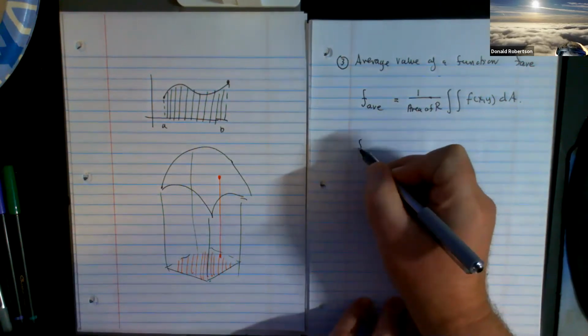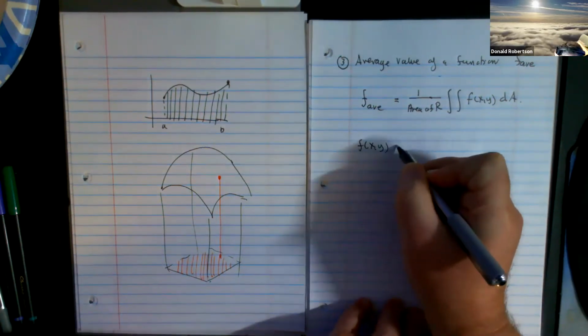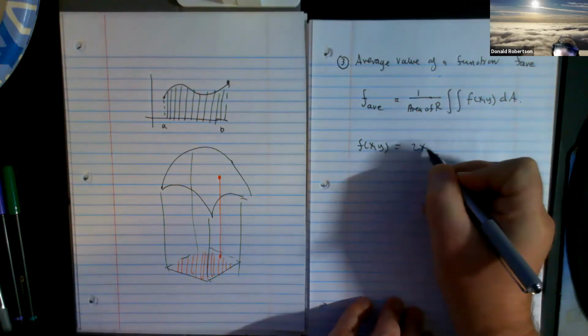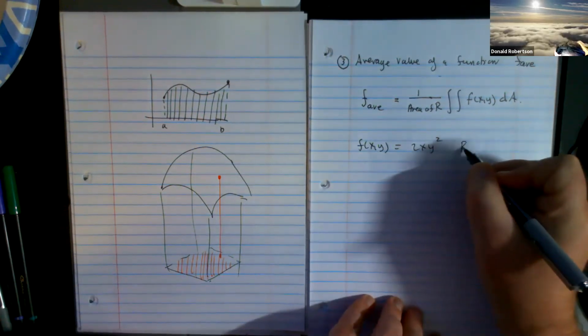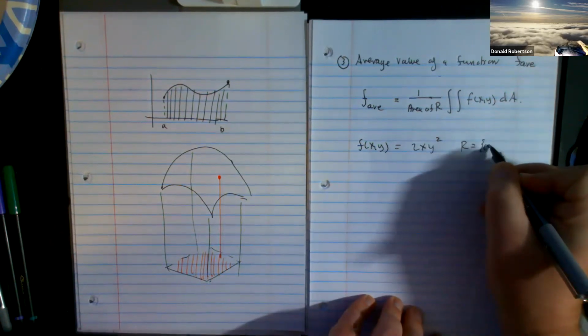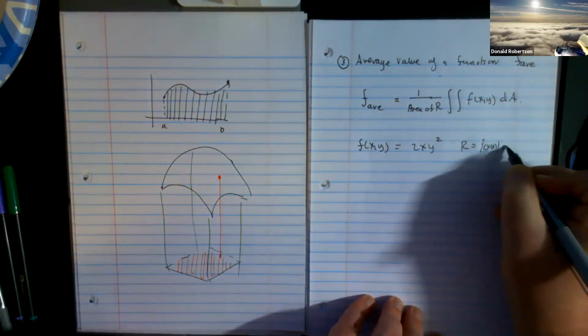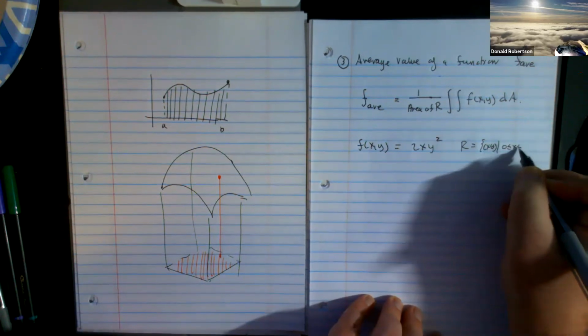So let's suppose I give you a function, and it's 2xy squared, and we'll tell you what the region is in terms of this notation.